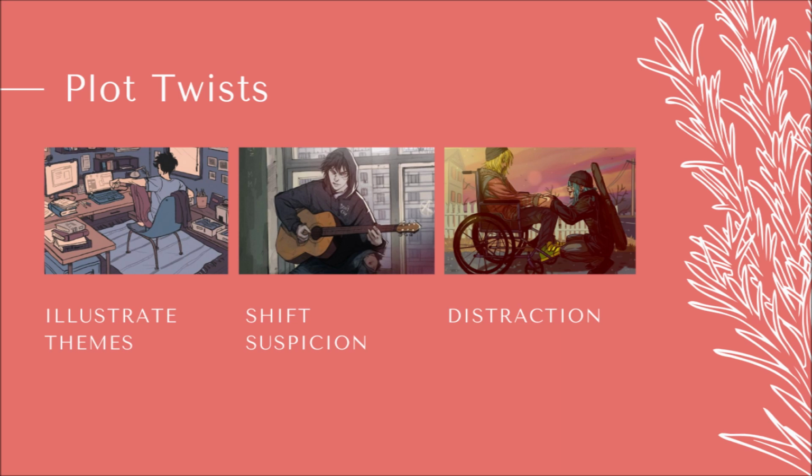Don't make foreshadowing of the twists too obvious. Allow the people to make assumptions. Allow your readers to make theories, to actually engage inside the book. This is what we call shift suspicion.